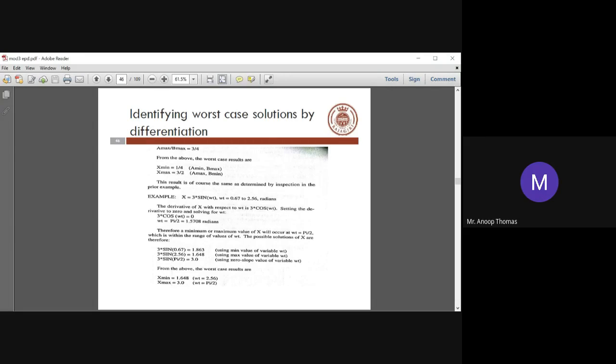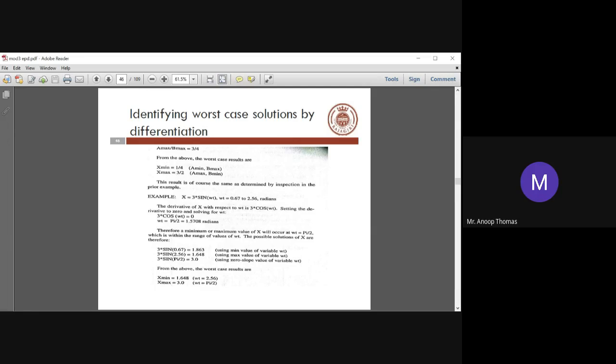So x is equal to 3 sine omega t. Omega t is between 0.67 and 2.56 radians. The derivative of x with respect to omega t is 3 cos omega t. Setting the derivative to 0 and solving for omega t. Okay, so this is an example where you have a non-monotonic solution. So there is a possibility of the slope being equal to 0. So you get that from one point.